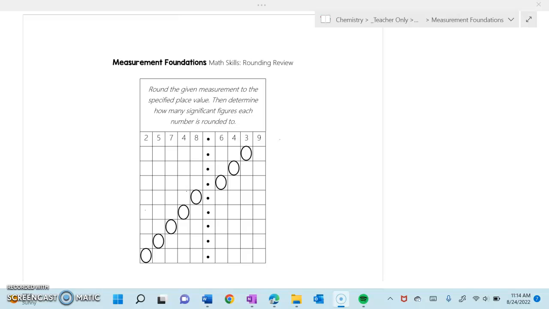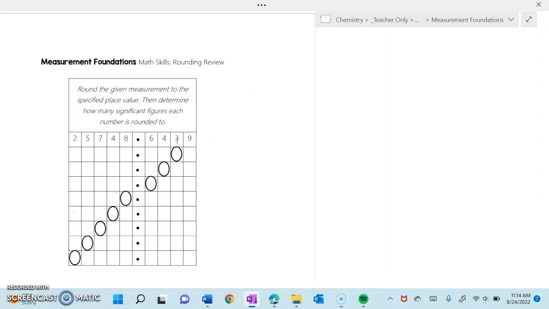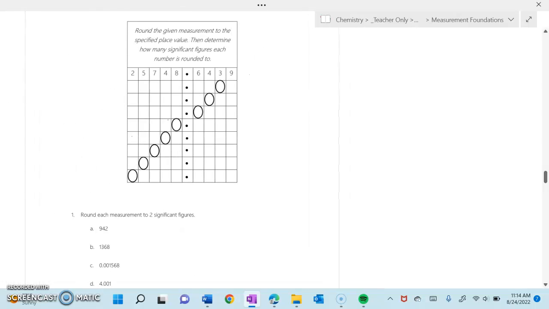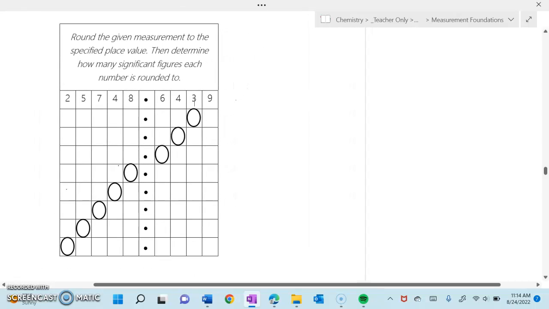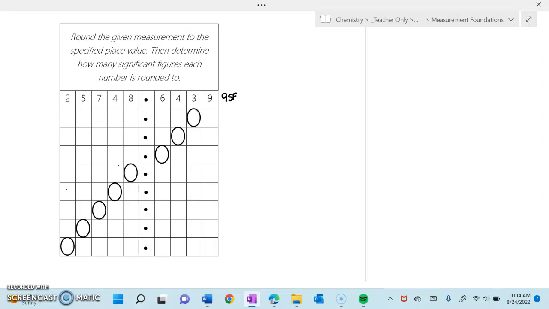We have 1, 2, 3, 4, 5, 6, 7, 8, 9 non-zero values, which means that we have 9 significant figures in this measurement. And what that's telling us is that 8 of them are known for certainty by tick marks, and 1, the 9 at the end, was estimated. Now let's continue, and we're going to change our significant figures as we round here.